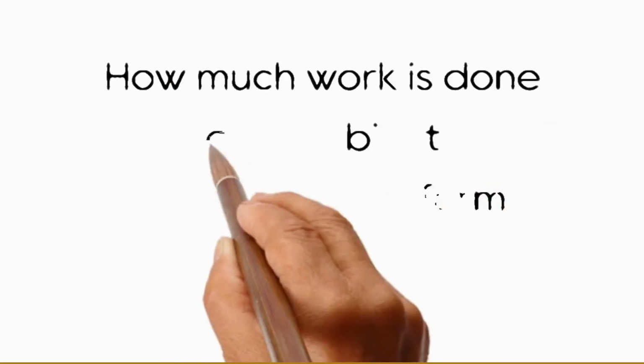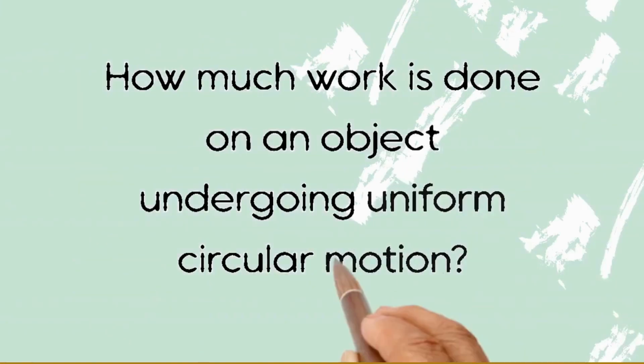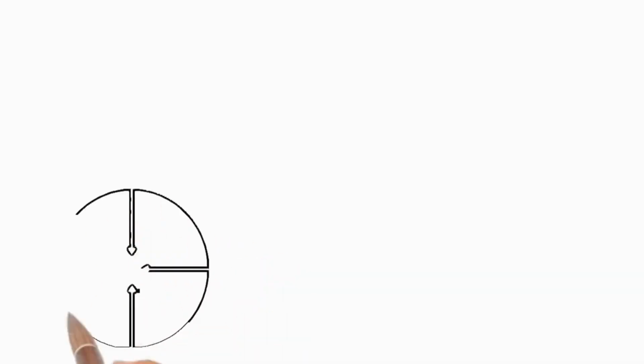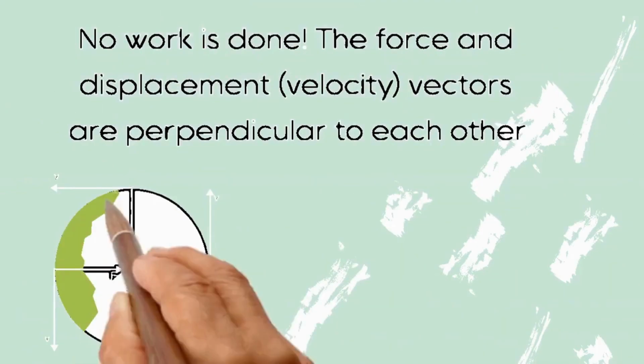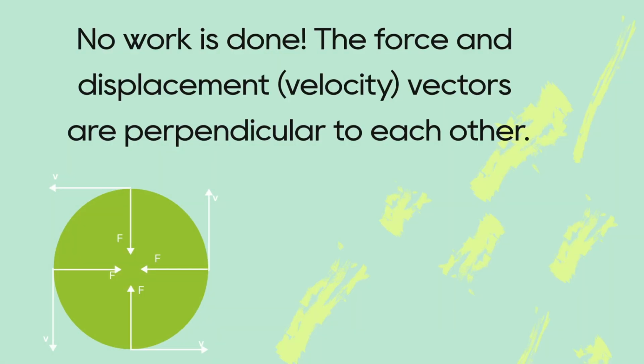Now, how much work is done on an object undergoing uniform circular motion? Well, no work is done, and the reason is that the force and the displacement vectors are perpendicular to each other. Because think about it, right? The velocity is always perpendicular to the force, which is why there is no work that is done.